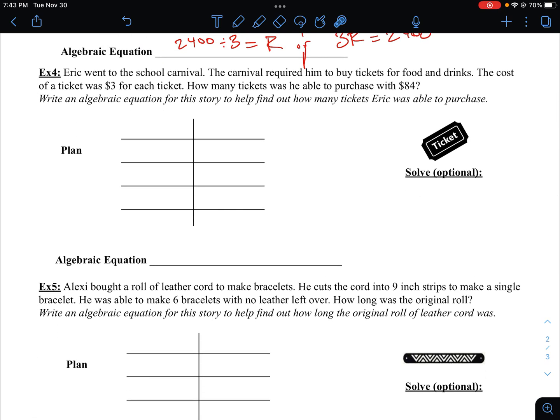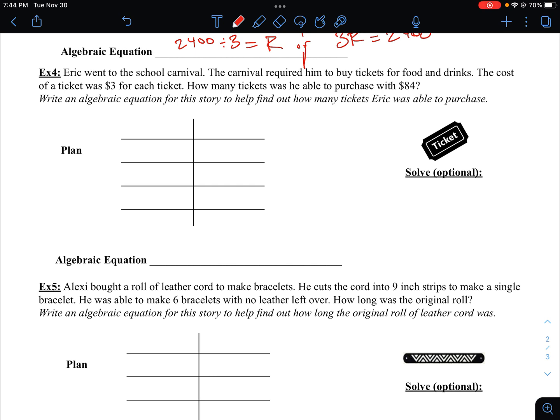Number 4. I imagine a lot of you will not need to use the table for 4. But let's read it. Eric went to the school carnival. The carnival required him to buy tickets for food and drinks. The cost of a ticket is $3 for each ticket. How many tickets was he able to purchase with $84? And many of you are thinking, I know how to do this. You just do this operation. And that's great. But I'm going to use the table just for people who are not really sure.